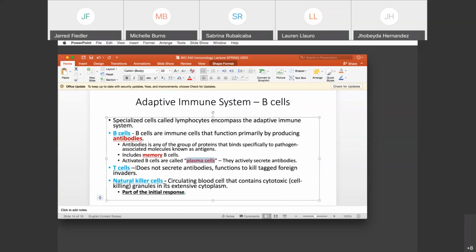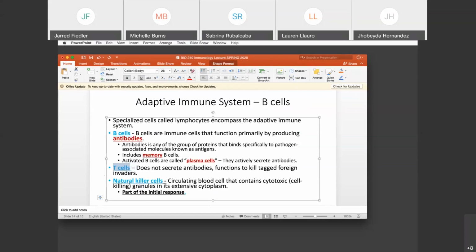Now, T cells do not secrete antibodies, on the other hand, but they're the ones that will kill the tagged foreign invaders. So remember, antibodies, like I said before, are going to tag the antigen on the surface of the foreign invader. And this tag is then going to let cells like T cells know that it's time to kill this.